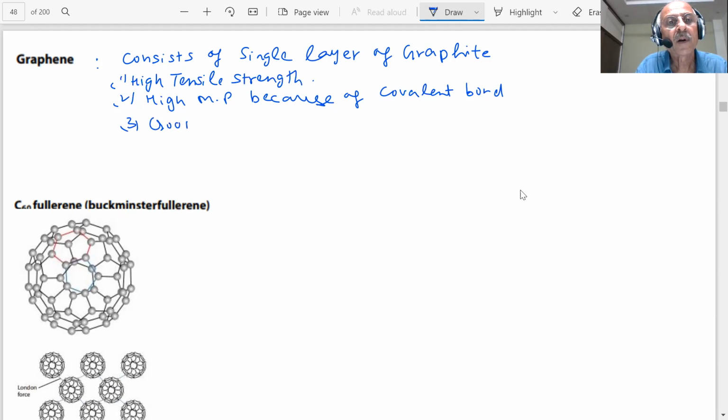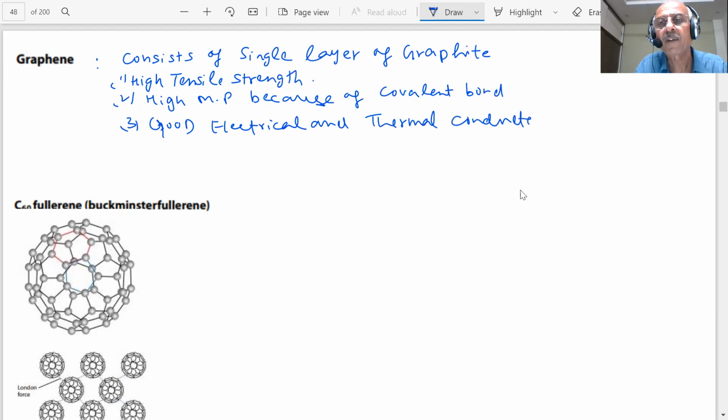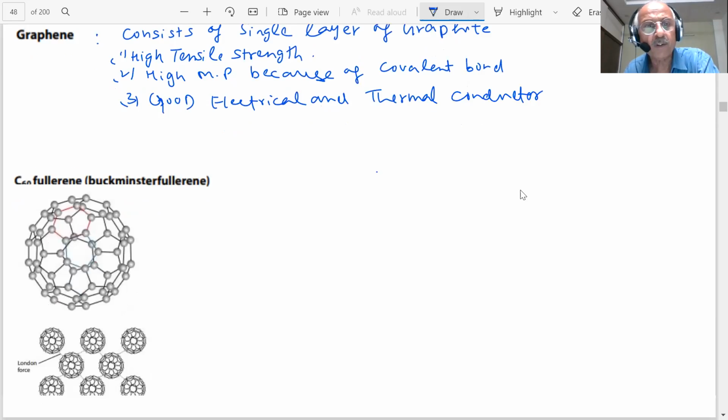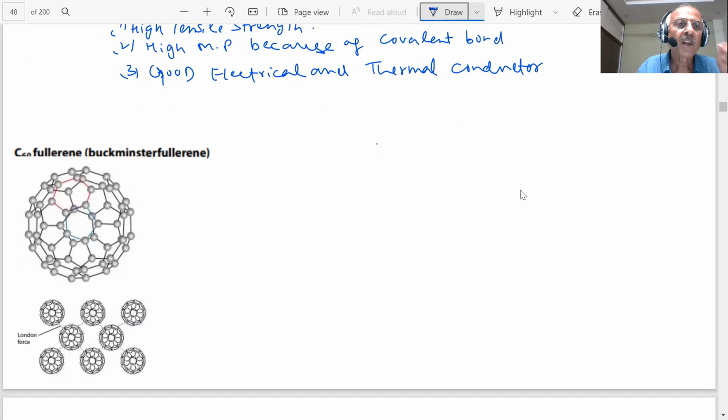Good electrical and thermal conductor. Noted. Important, students. Note down everything, very, very important. The most important question is coming nowadays.